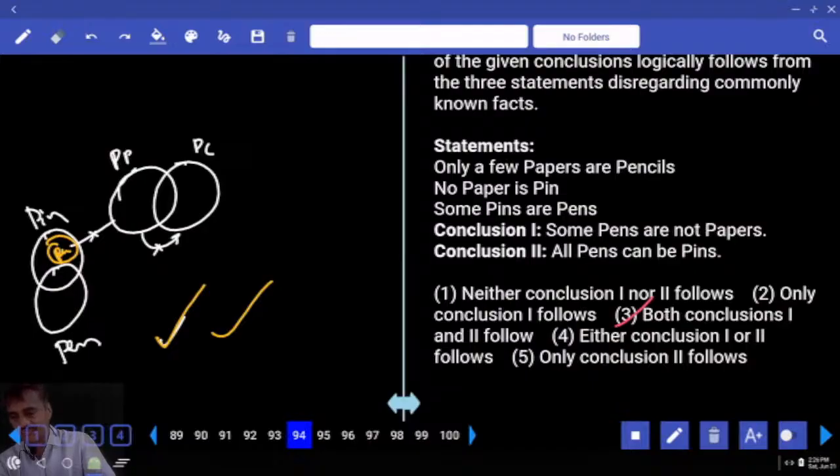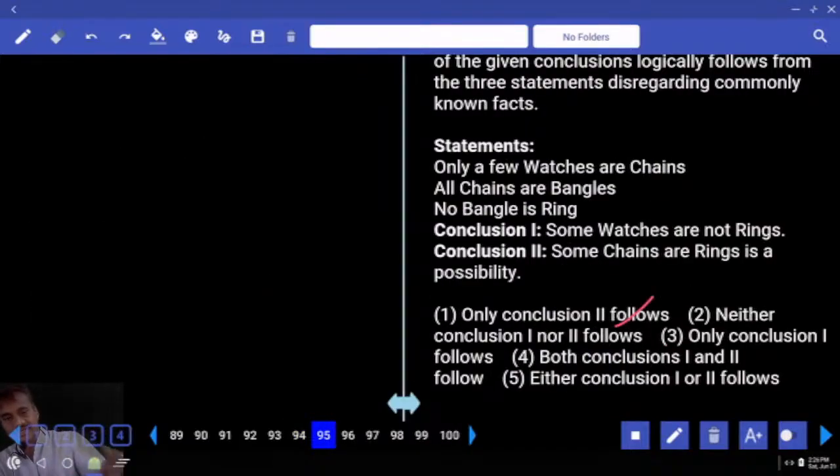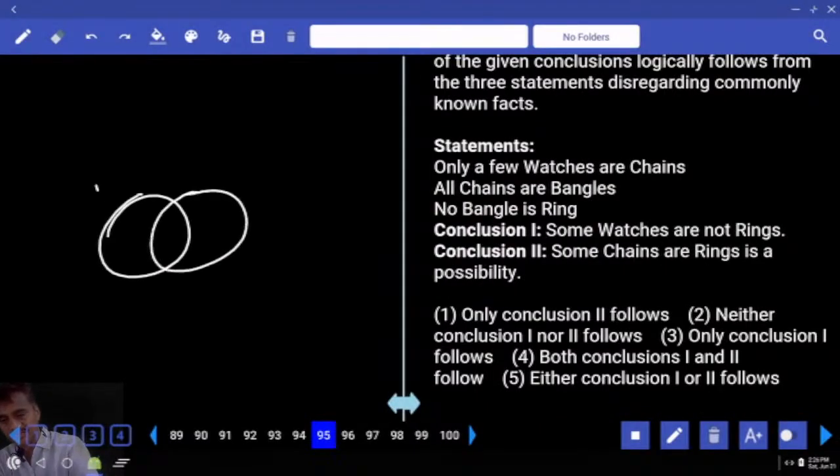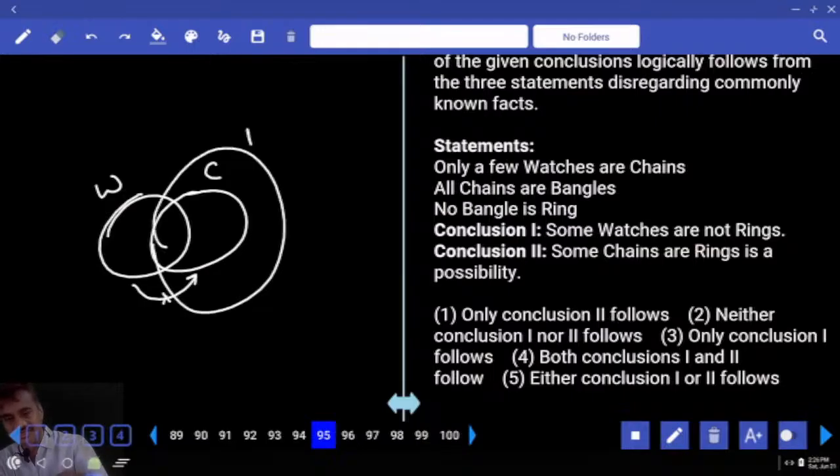The next one, 95. Now in this 95, only a few watches are chains. Now some of the watches are chains, but not all. Now these are the watches that are chains, but not all. And all chains are bangles. Now this entire chain is a part of what? Bangle. And no bangle is ring. No intersection between bangle and a ring. Then first one, some watches are not rings, definitely true. Some chains are rings is a possibility. Then some watches are not rings.